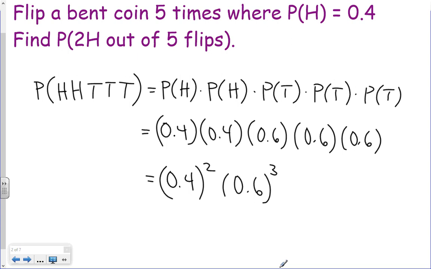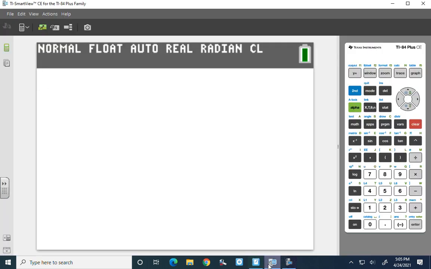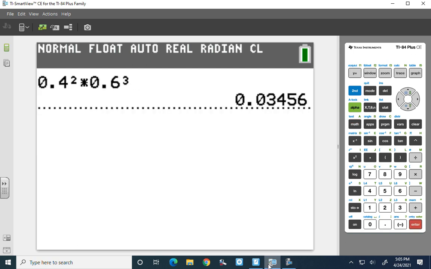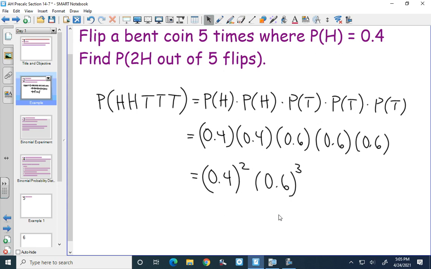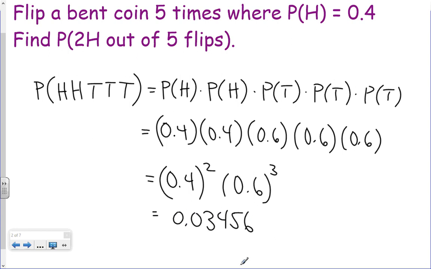Well, let's calculate what that's equal to. Go ahead and grab your calculator here. And if we take 0.4 and square it, and multiply it by 0.6 cubed, we end up with 0.03456. All right, so that's the probability of exactly this one outcome.